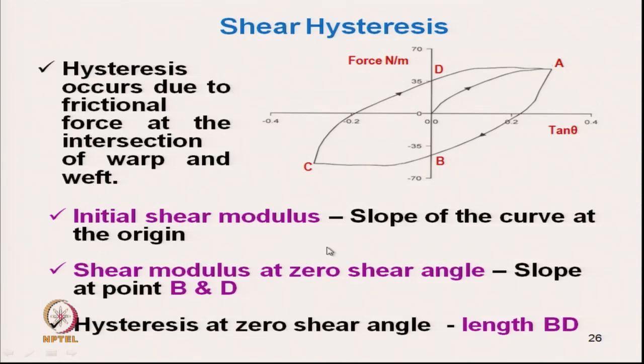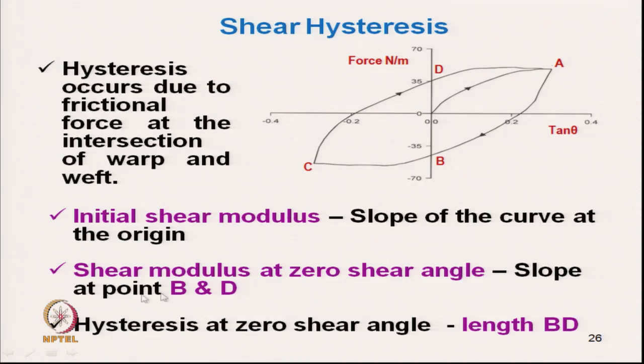The initial shear modulus is the shear slope at the initial points. If we measure the slope, that is the initial shear modulus. Shear modulus at 0 shear angle, what is that? At 0 shear angle, what is the shear modulus?